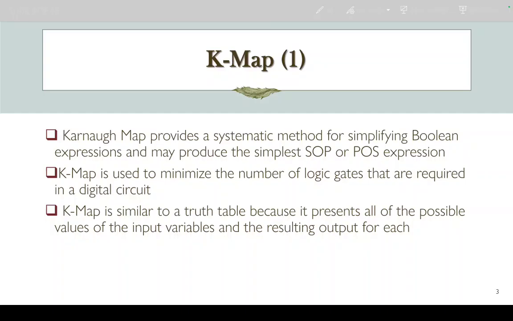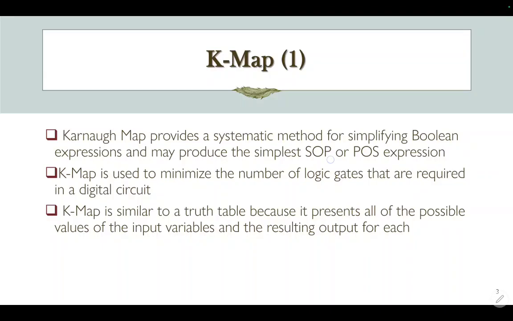Karnaugh map provides a systematic method to simplify Boolean expression and produce the simplest SOP or POS expression. K-map is used to minimize the number of logic gates that are required in a digital circuit. K-map is similar to a truth table, but it presents all the possible values of the input variables and the resulting output for each.